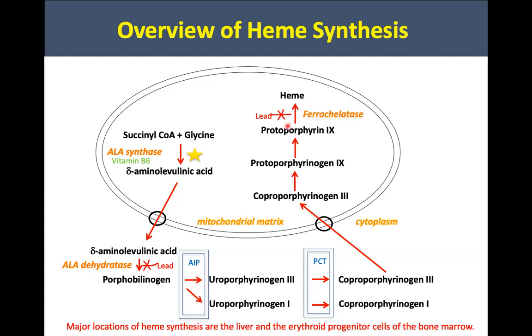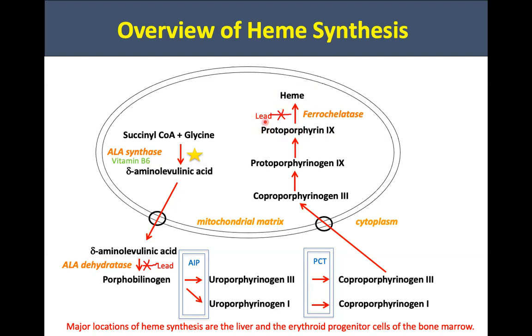Okay, and once again, a very, very high yield topic that you guys should know is that lead can also inhibit this enzyme. So lead does not only inhibit ALA dehydratase, lead also inhibits ferrochelatase. This is really important because lead is going to decrease the activity of ferrochelatase, and that means that iron cannot be incorporated into protoporphyrin 9, and therefore I can't form heme. Because I can't form heme, I can't form hemoglobin, and that's why you get anemia in lead toxicity.